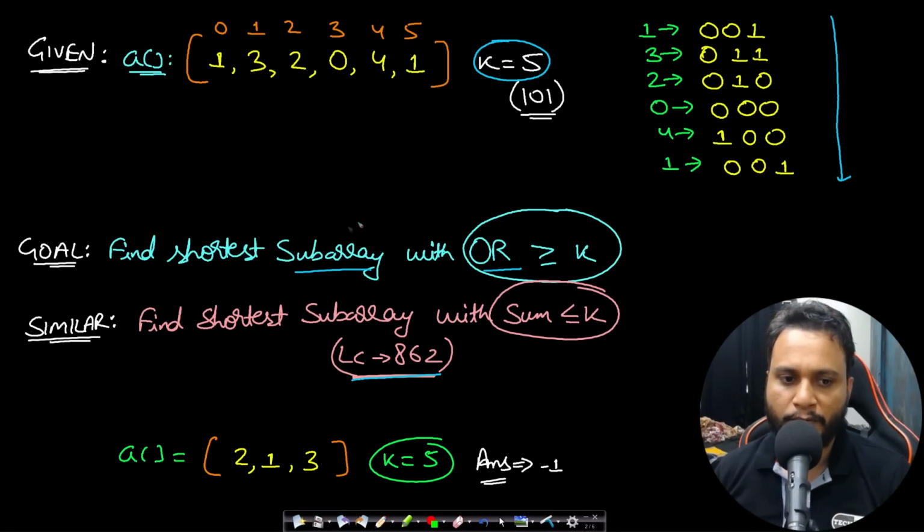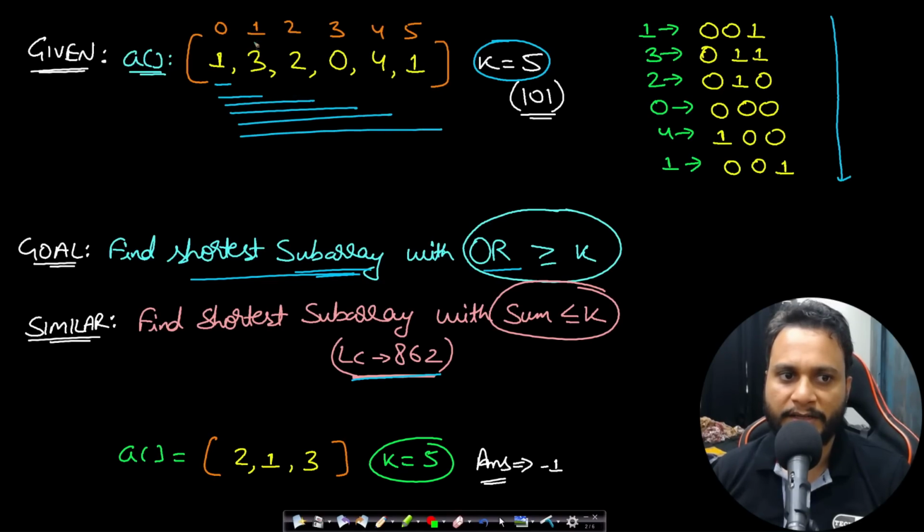Now in this problem, if you want to find the shortest subarray with OR value greater than or equal to k, the simplest approach would be to generate all possible subarrays. That means subarrays starting with index 0, so there will be n such subarrays. Then the subarrays starting with index 1, there will be n minus 1 such subarrays, and you can just keep on adding all the possible subarrays. It will be order of n square subarrays. And then compare the OR values and the sizes, see which one is the smallest subarray with the OR value greater than or equal to k, and return the answer. So the time complexity will be order of n square in this case.